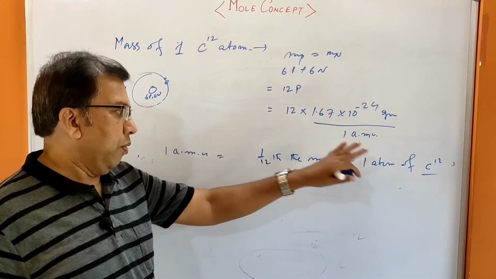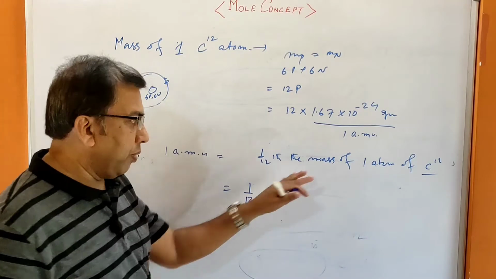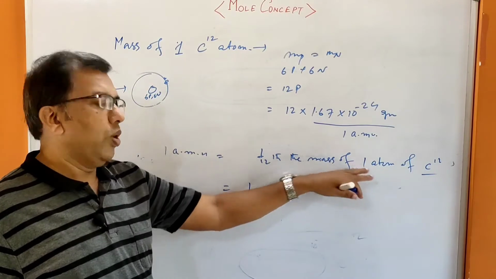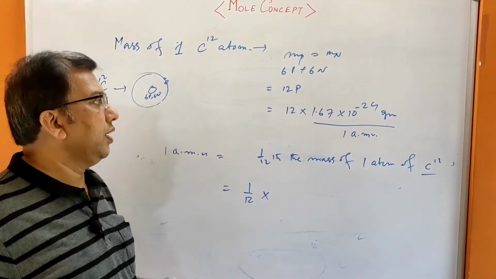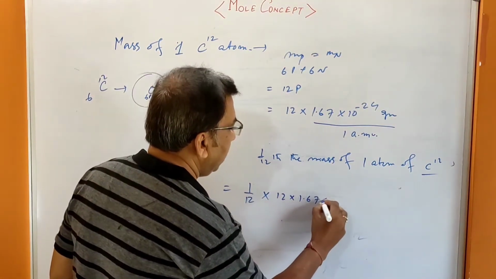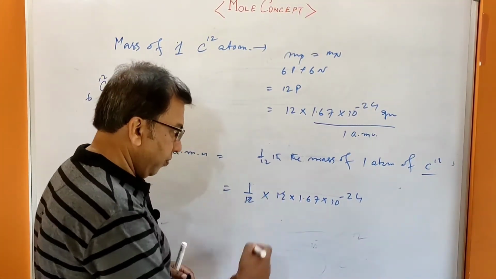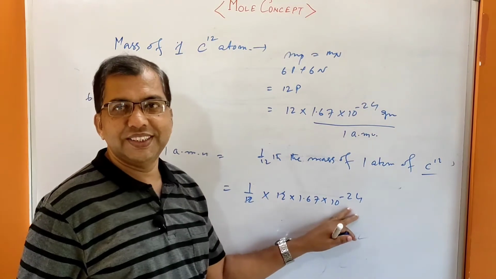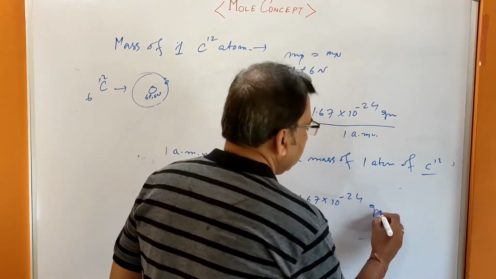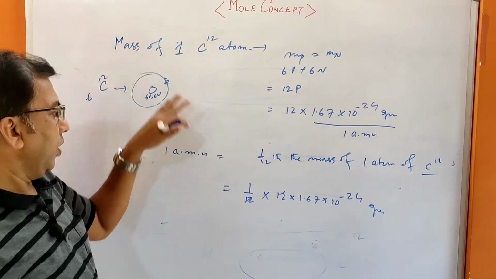That is 1/12 into the mass of one atom of carbon. What is the mass of one atom of carbon? 12 into 1.67 into 10 to the power minus 24. Clear? So cancel the 12. So 1 amu equals this gram. Clear? So 1 amu equals this many grams.